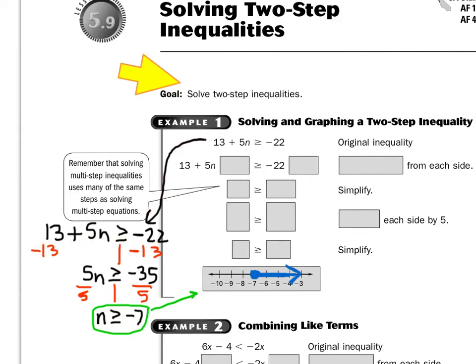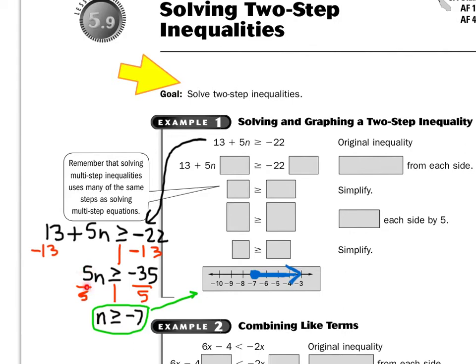And then remember, to solve a two-step inequality, we want to get rid of the adding 13 first. So we're going to subtract 13 on both sides of the wall. And so 13 minus 13 destroys each other. I brought down the 5n, I brought down the symbol, and negative 22 plus negative 13 makes negative 35.